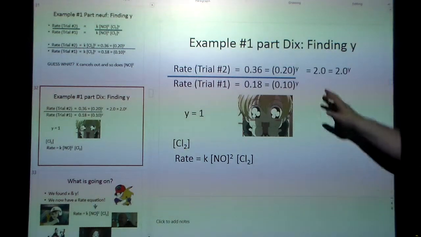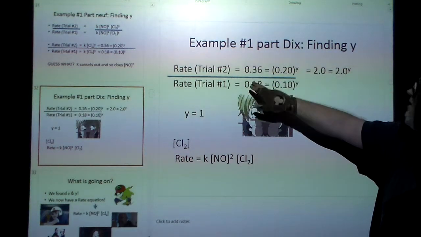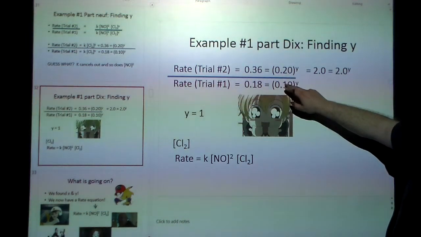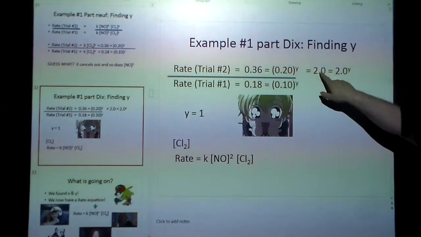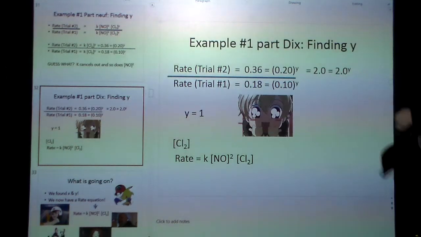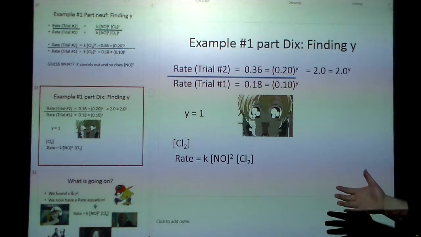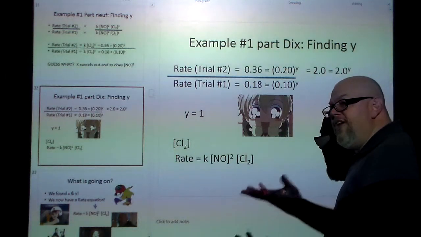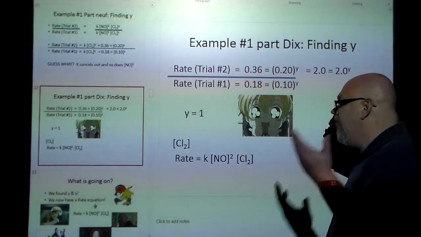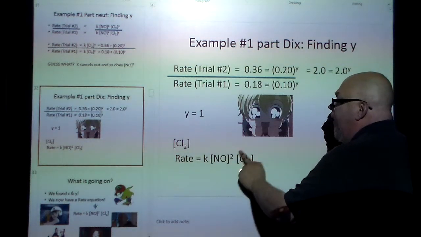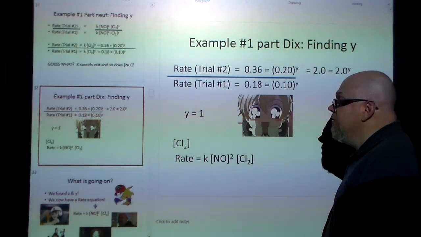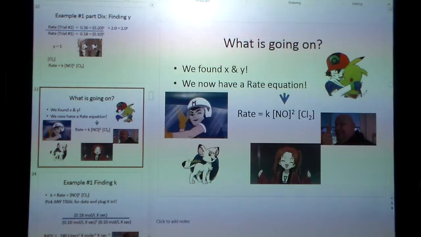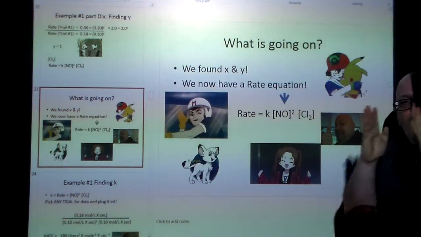So now we plug this in, and we've got 0.36 divided by 0.18, that's 2. 0.2 divided by 0.1 is 2. So 2 is equal to 2 to the y power. Well, what's 2 to the y power? y has to equal 1. Guess what? We found the order for the Cl2, and it's 1. So we found x and y.